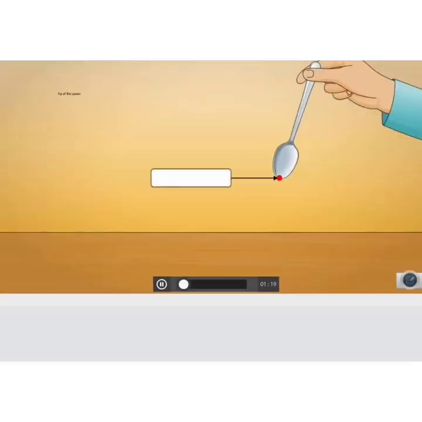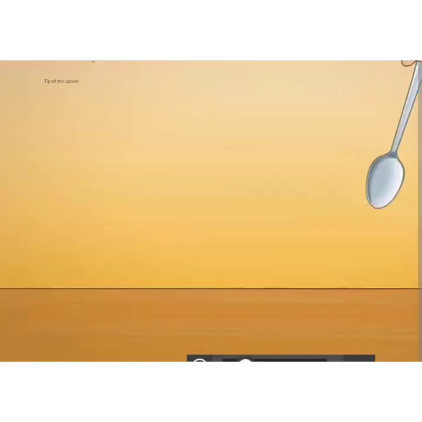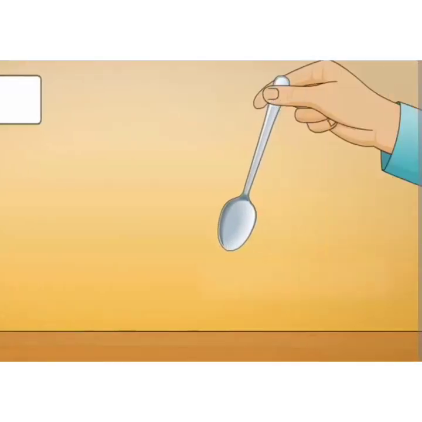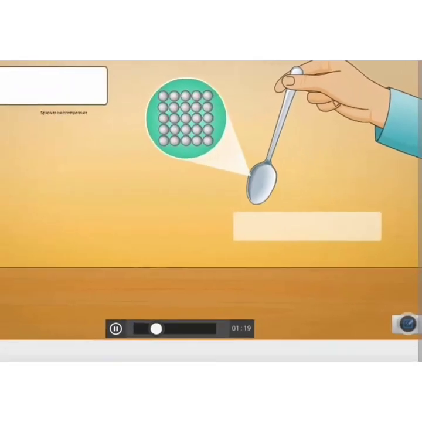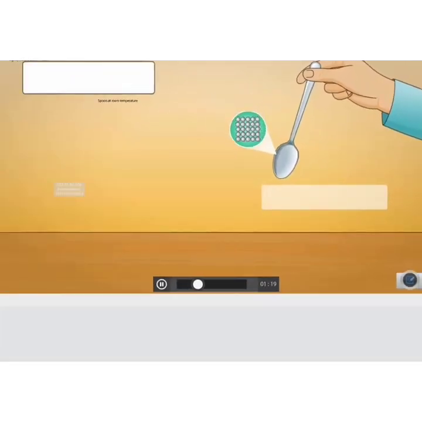Stay tuned. When you hold one end of a metal spoon over a flame, why does the other end get hot? That's because the spoon conducts heat. Let's see an animation showing heat transfer through conduction. The particles of the metal spoon are tightly bound to each other at room temperature.